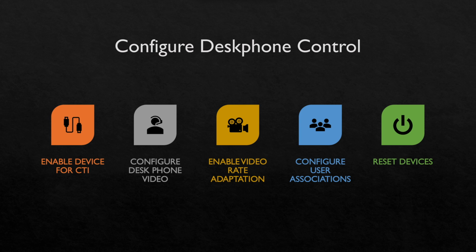If you want Cisco Jabber clients to be able to control your desk phone for the user, you have to select the Allow Control of Device from CTI option when you create the device for the user. Desk phone video capabilities let you receive the video signal on your laptop and the audio signal on your phone.